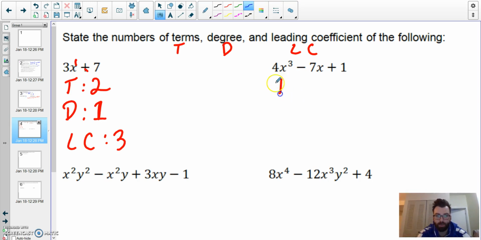All right, next one. Term. There are 1, 2, 3 terms. Degree of our highest polynomial is 3. And our leading coefficient is 4.